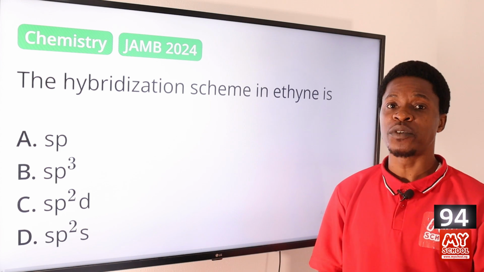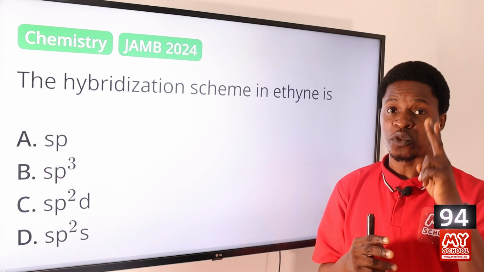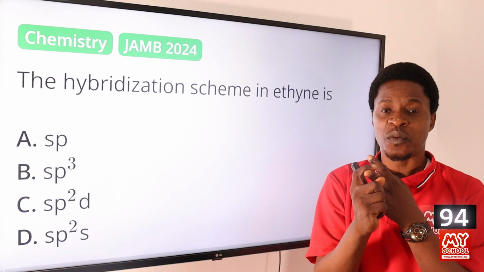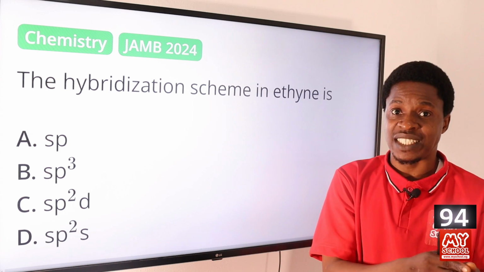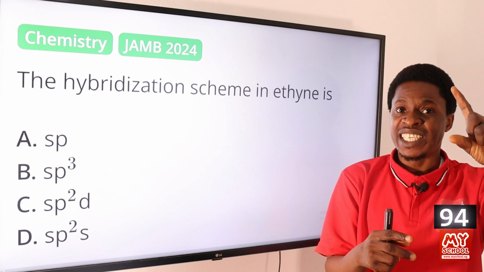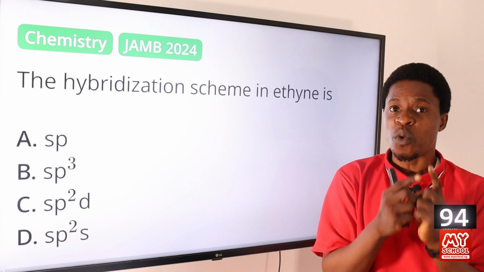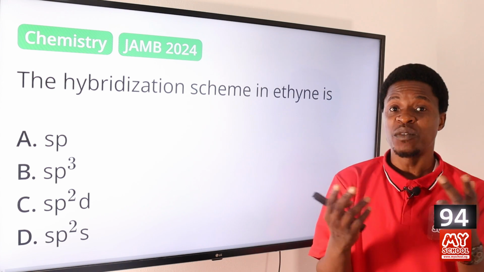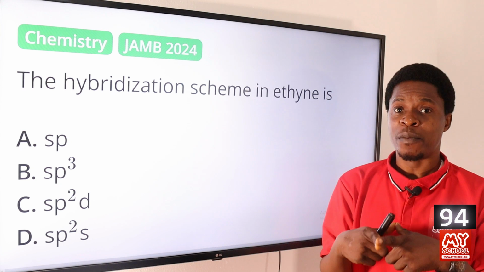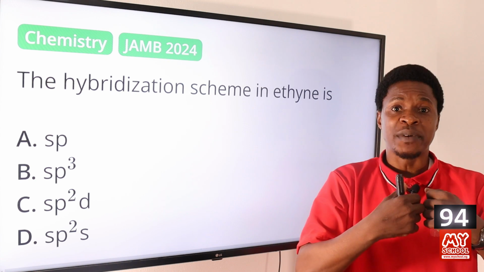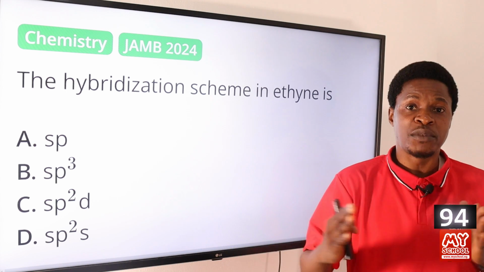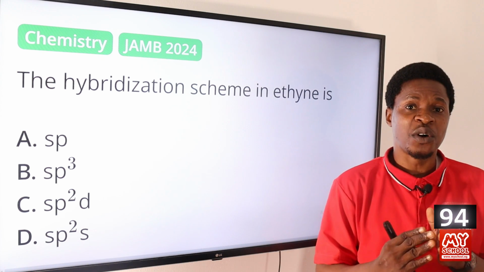Is it sp2d? What happens is that in ethine we have two carbon atoms. Each of the two carbon atoms has a 2s orbital. One of the 2s orbitals from that carbon atom is going to combine with the 2p orbital. That is now going to generate the sp orbital, because the orbitals will be far apart from each other, going on a straight line. That angle, going on a straight line, gives us the sp orbital.